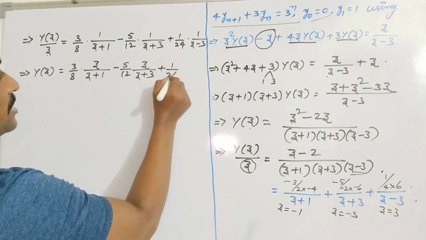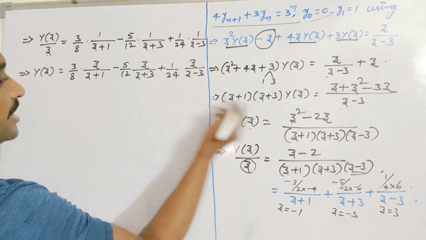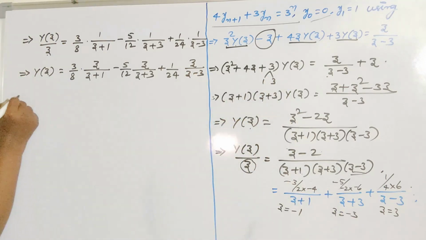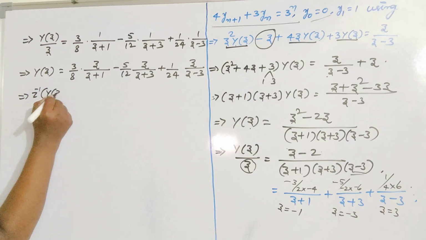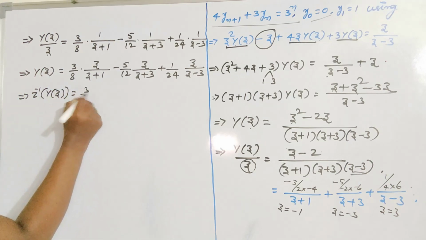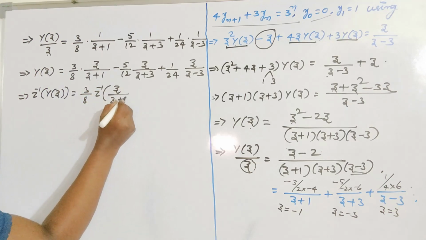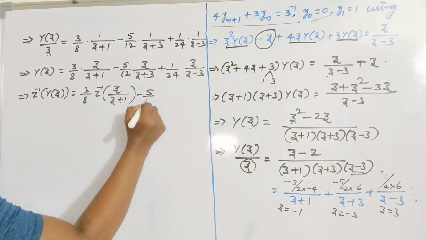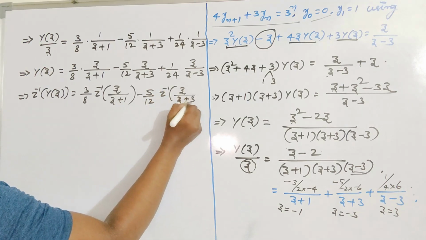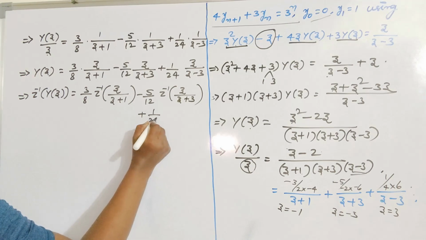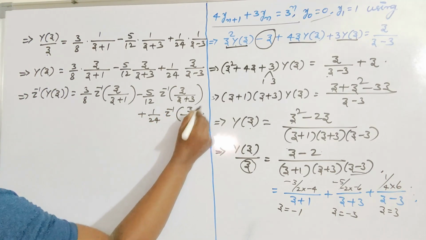If you have the knowledge of the concept of inverse z transform by partial fractions, then you can easily understand this one. We need inverse z transform on both sides. So take inverse z transform on both sides. You will get 3 by 8 into Z inverse of z by z plus 1 as the first term, minus 5 by 12 into Z inverse of z by z plus 3. Finally 1 by 24 into Z inverse of z by z minus 3.